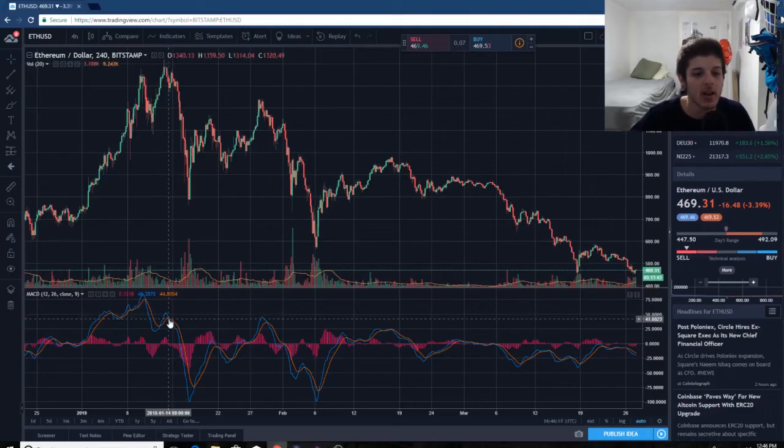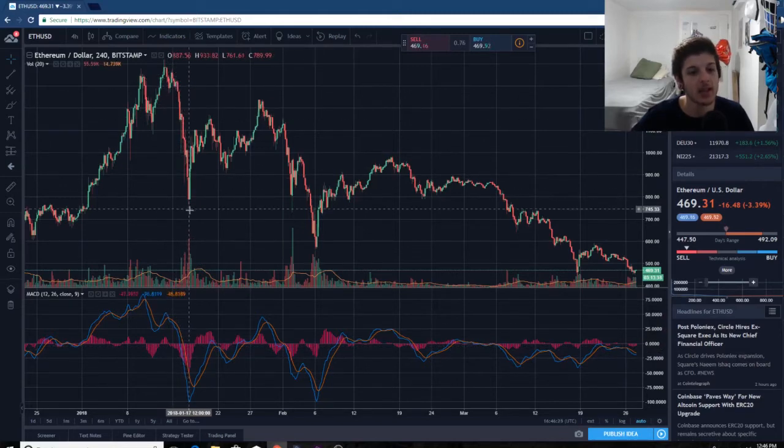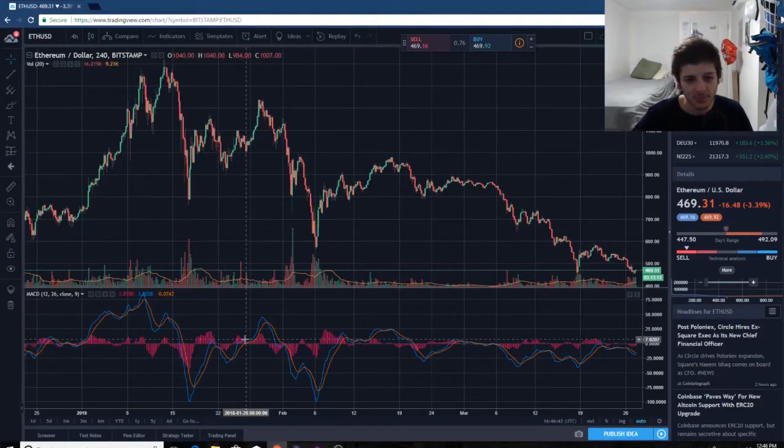So right here, you could see there's a crossing. The blue line crosses under the orange line, and look what happens to the price. It declines dramatically. Then, right about here, the blue line crosses above the orange line, okay? And then the price goes up, and you see buying value. Again, there's another reversal. The blue line crosses under the orange line. Prices go down. Okay? So it's very simple to use.